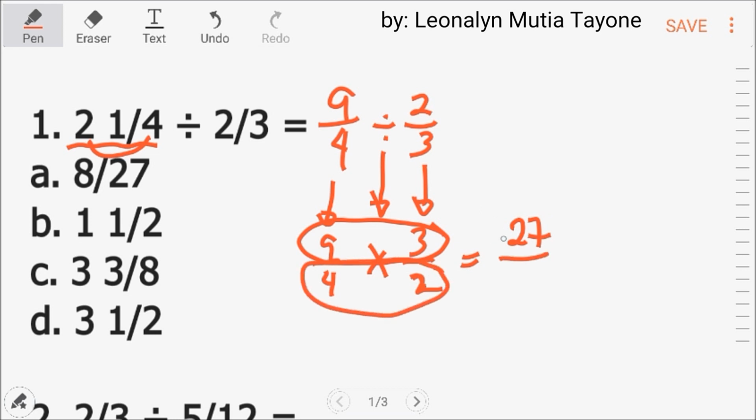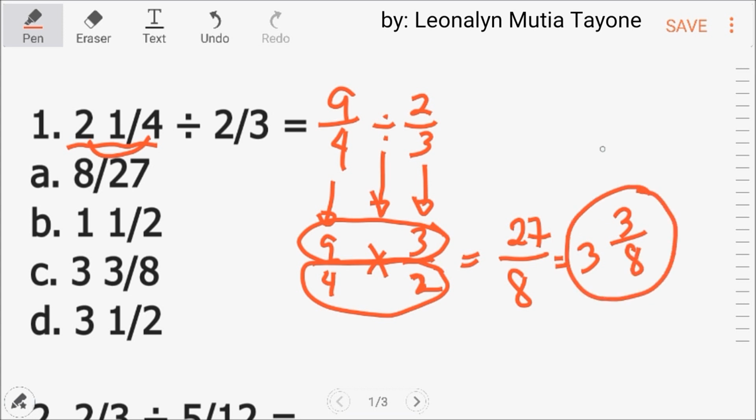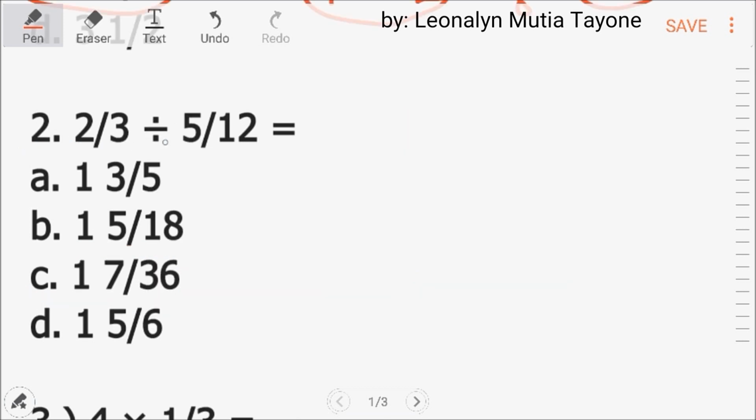Then this is 8. So 27/8, that is 3 and 3/8. So the answer here is 3 and 3/8. Letter C. Number 2, 2/3 divided by 5/12.